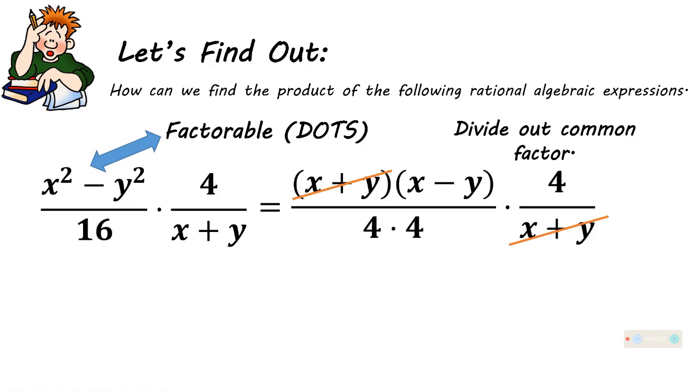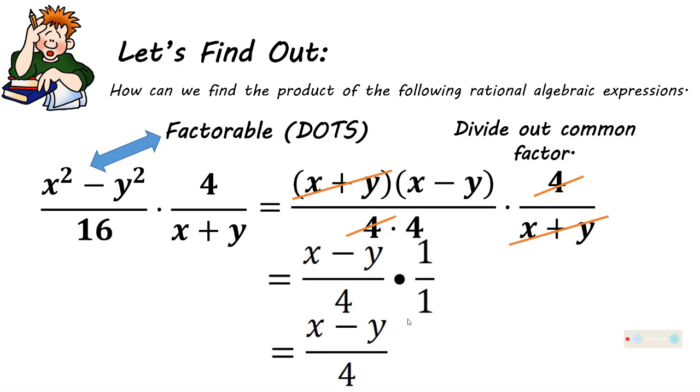After factoring both the numerators and the denominators that are factorable, you are going to divide out common factors. Obviously we have here x plus y on the numerator and x plus y on the denominator, so this will be 1. And also 4 on the numerator and 4 on the denominator, so that will be 1. Then you are going to multiply. On the first fraction, we are left with x minus y over 4, times, on the second fraction, 1 over 1. So your answer here will be x minus y over 4.